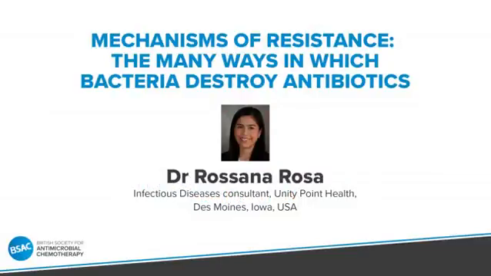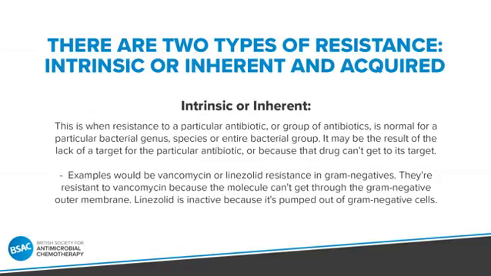In this video, we will explore the basic types of bacterial resistance. The first type of resistance is called intrinsic or inherent. This occurs when resistance to a particular antibiotic or group of antibiotics is normal for a particular bacterial genus, species, or an entire bacterial group.